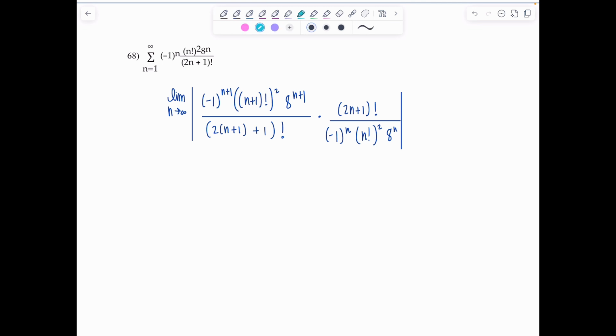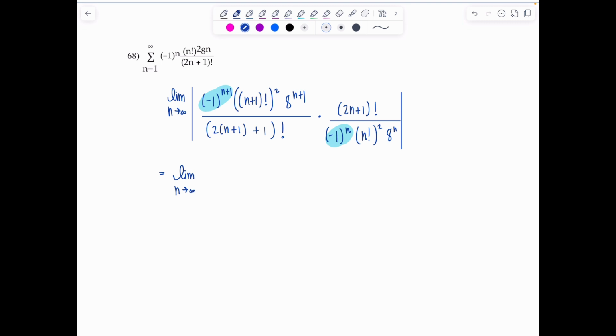Okay, here's the cool thing. When you do the ratio test or even the root test and you have these alternating series, if I take the absolute value of negative 1 raised to some power, it's going to make it positive 1, and we don't need to write it anymore. So that's great. And then nothing else is going to be negative, so I don't need to keep absolute value bars anymore.